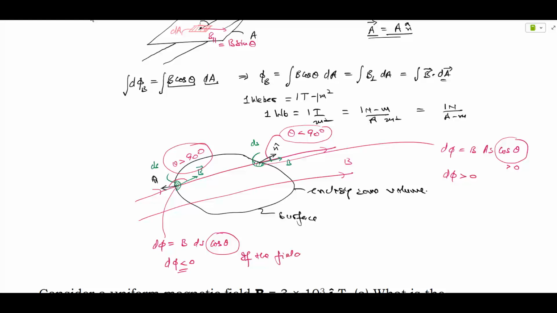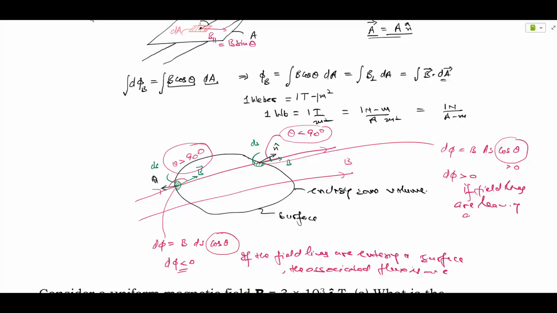This means if the field lines are entering a surface, the associated flux is negative. Similarly, if field lines are leaving a surface, then flux is positive. Clear? So you have to understand these two basic ideas also.